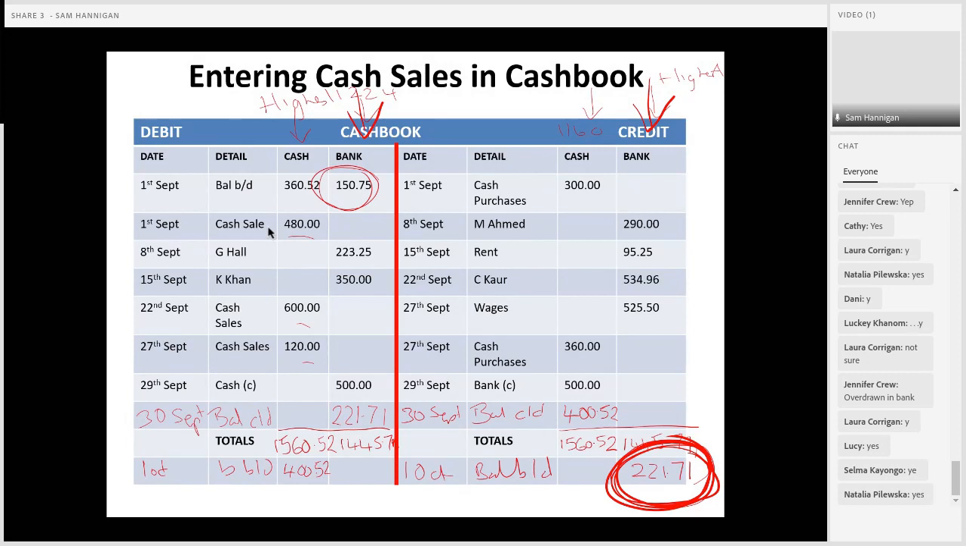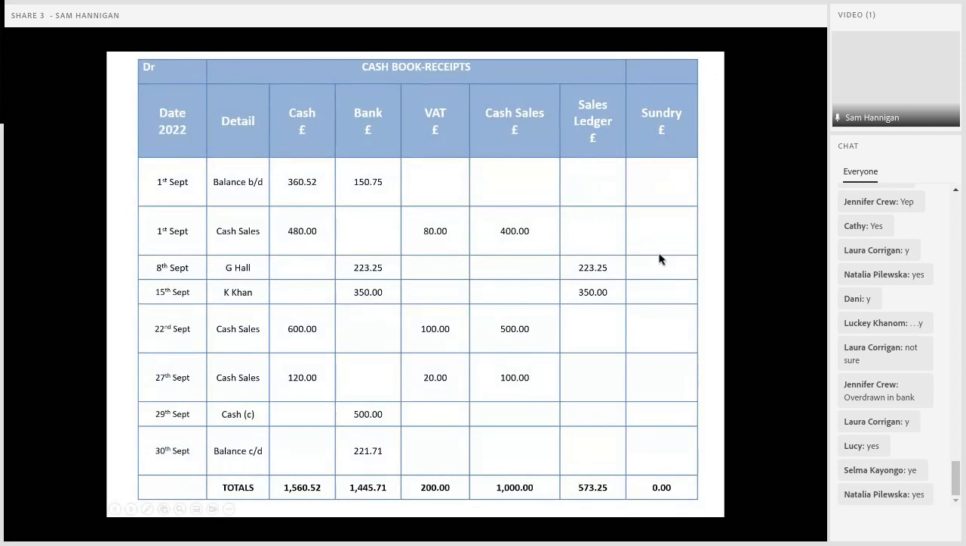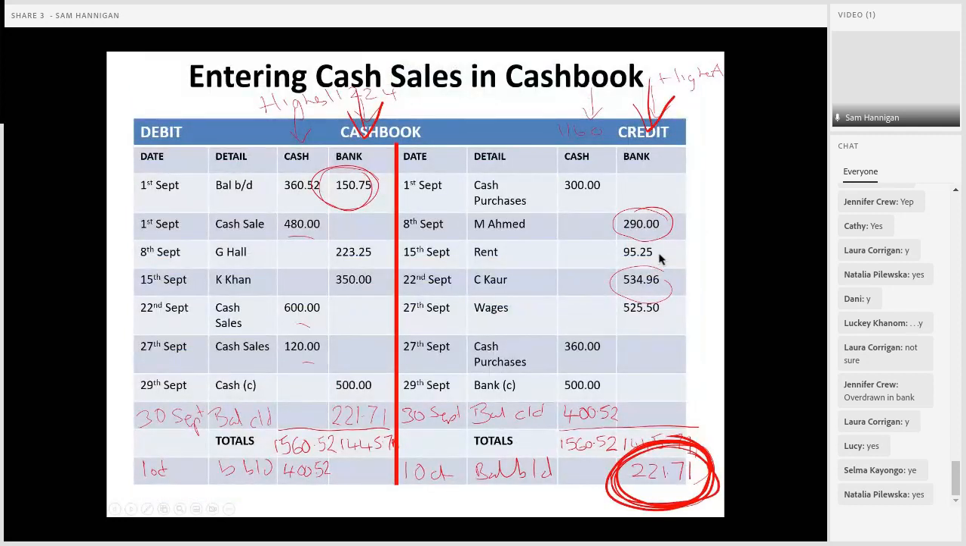And when it comes to the opposite entries, the credit side, the supplier, which must be a credit supplier, we would debit the payables ledger control account. We'd debit the rent account. We'd debit the payables ledger control account again, and then we'd debit wages, okay? But we're going to look at how we do it analyzed, because remember, you don't put these into the main ledgers individually. So we'd have to have an analyzed day book and an analyzed cash book.